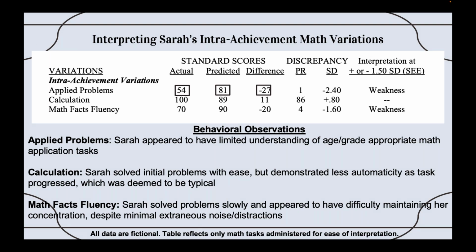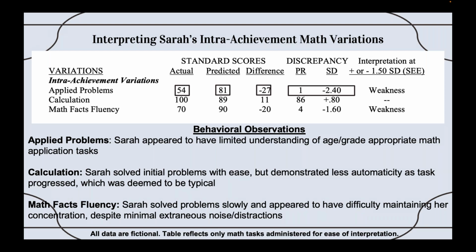Now you might be saying, how exactly do I make sense of this? Well, once we have that difference score, we use the discrepancy columns in order to really understand the magnitude of that difference. And you'll see that there's a discrepancy percentile rank and a discrepancy standard deviation. These two scores are vastly different than the traditional percentile rank and traditional standard deviation that you would see further up in your score report. So I'll give a definition of what these are.